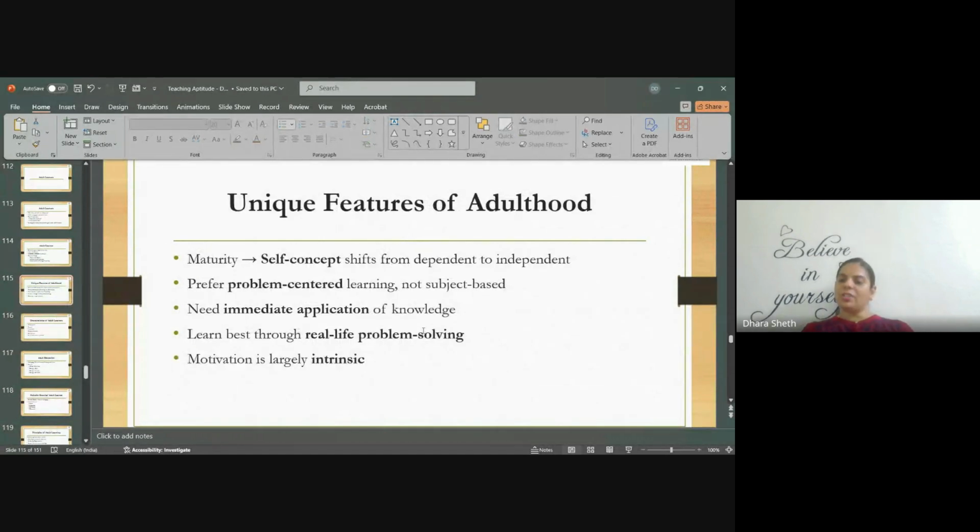Now, what are the unique features of adulthood? Maturity. These are no longer children or adolescents. Self-concept shifts from dependent to independent. They are completely independent. They prefer problem-centered learning, not subject-based. Theory is boring. Previous year question solving is comparatively easier. They need immediate application of knowledge. If the knowledge is not going to be used immediately, they are not going to learn it. They learn best through real life problem solving, and motivation is mostly internal. It is intrinsic.